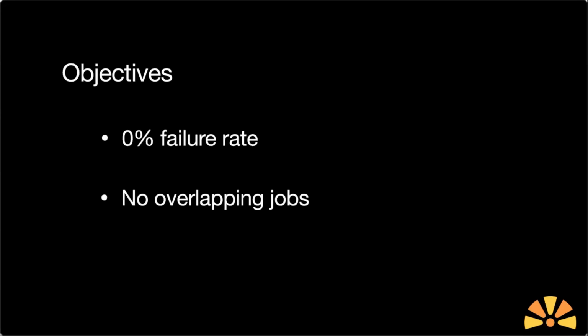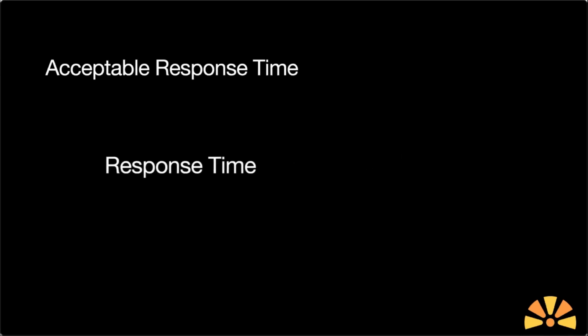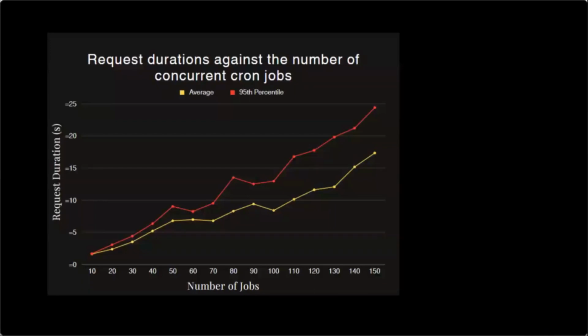We convert this objective into a quantifiable target by imposing a restriction on response time. In the case of jobs which run every minute, we calculate this imposed restriction with the shown equation. Response time plus job duration is smaller than 60 seconds. In our case, the job duration is 55 seconds, and rearranging this equation results in a maximum acceptable response time of 5 seconds. The test was run all the way from 10 to 150 concurrent jobs.